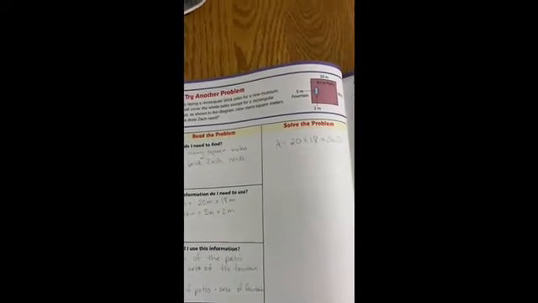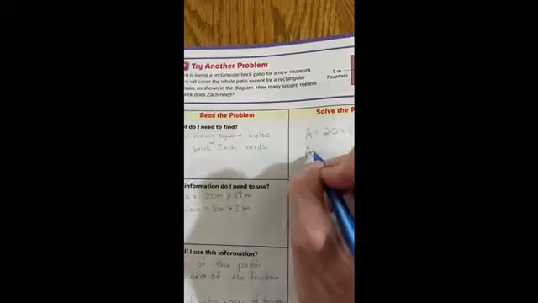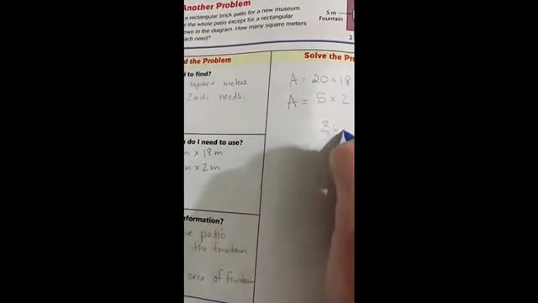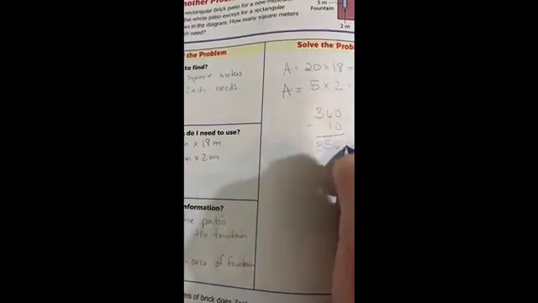Put a 0 on. 360 square meters. We need to find the area of the fountain. 5 times 2 equals 10 square meters. And then we take the area of the patio minus the area of the fountain, and we have 350 square meters. That's how much brick that Zach will need.